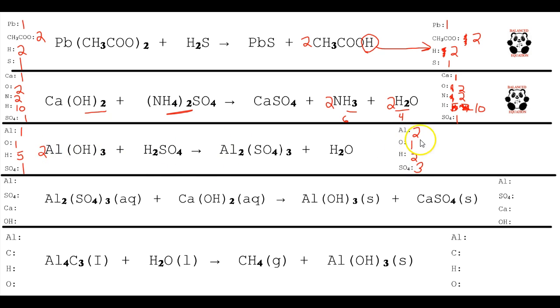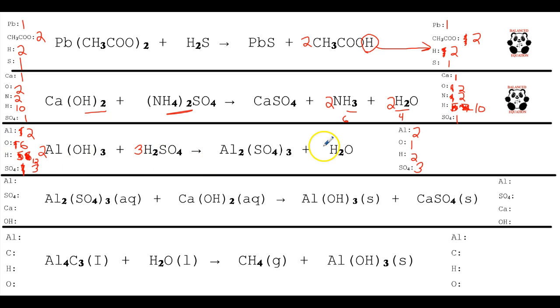First thing I might as well start by doing is, since I have 2 aluminums on the right, might as well put 2 on the left right there. That's also going to affect my number of oxygens and my number of hydrogens. Next thing I'm going to do is I got to take care of the fact that I have 1 sulfate on the left and 3 of them on the right. So by putting that coefficient there, that's going to fix my sulfates, and we're going to check and see how that has affected all the rest of them.